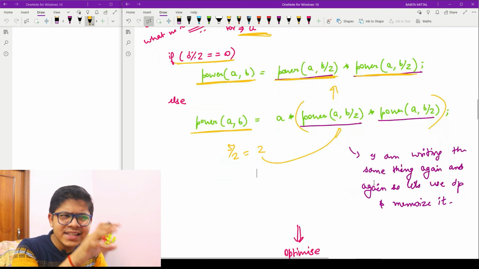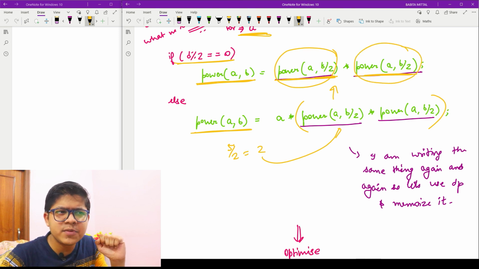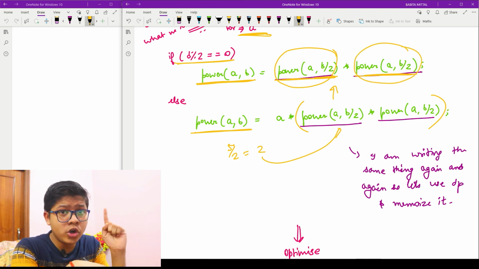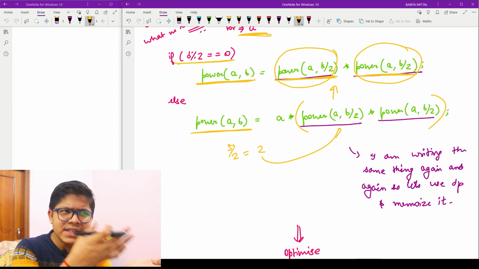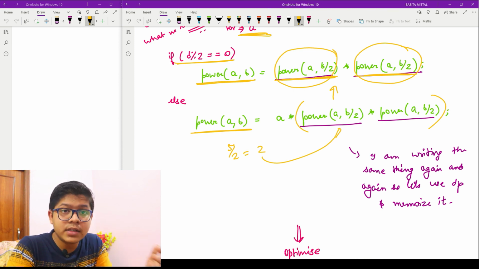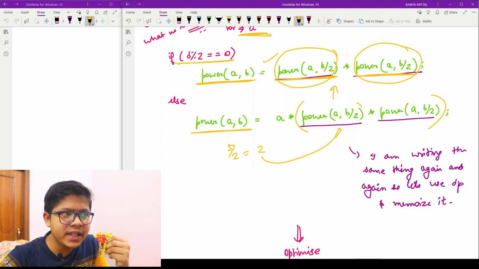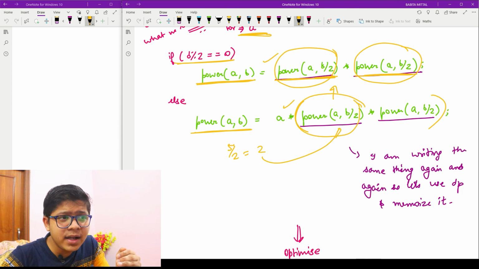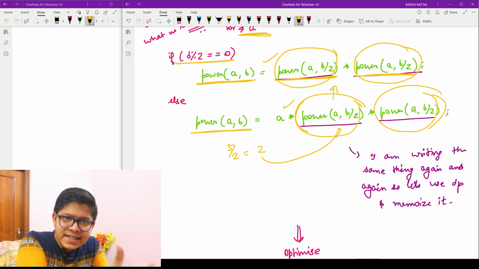Now, I am writing the same thing again and again, which means that I am writing the same thing here as well as here, so I am computing the same thing again, which I was saying above that you need not compute again. Although I am doing it by half, I am still computing the same thing again. So I can optimize this much further by memoizing this part, because either I will go here or here, but in both cases I am computing the same thing again. So I can just memoize that part.